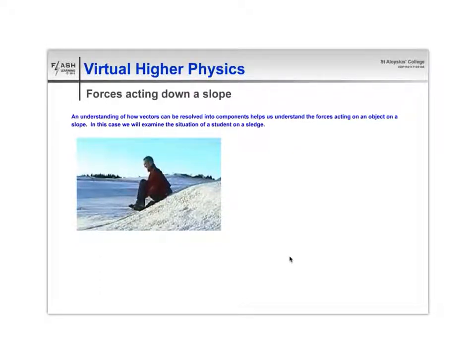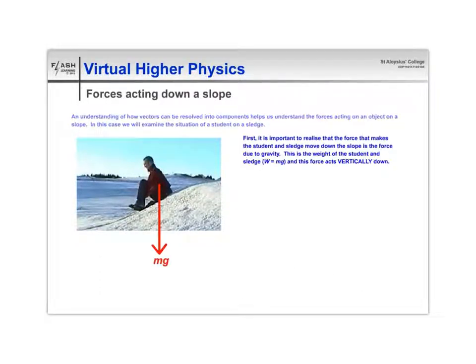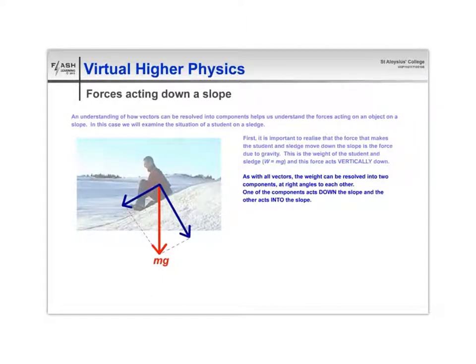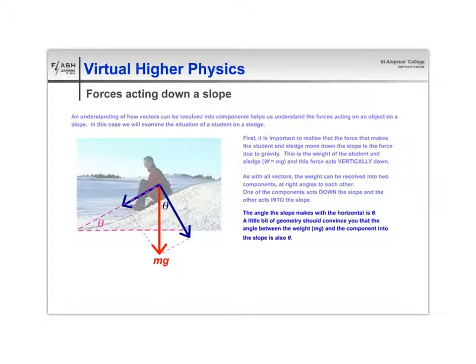We can use the idea of finding components to look at the forces on a slope. The weight acts vertically down, but the components are down the slope and into the slope. Now if we consider the angle of the slope, usually that would be measured down at the bottom of the slope here. But when we're resolving a vector into components, we're interested in the angle beside the actual resultant vector mg here.